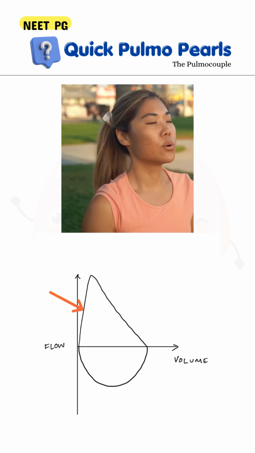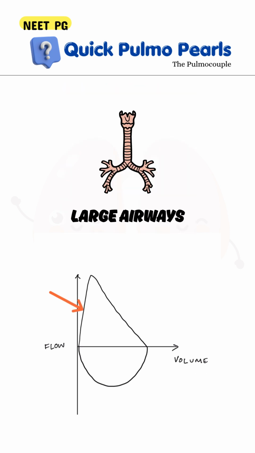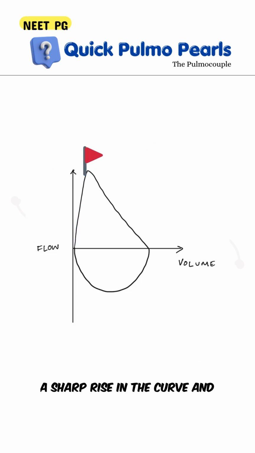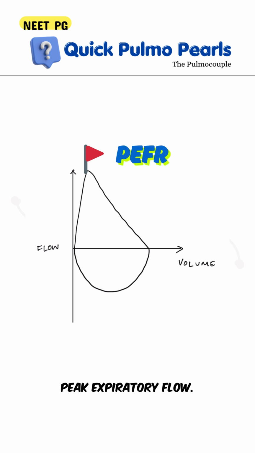As we begin to exhale, the initial flow of the air is very rapid, and that is mainly due to the larger airways, like the trachea and the major bronchi. In the flow volume loop, the rapid flow of air is represented by a sharp rise in the curve, and the highest point reached is called peak expiratory flow. That is the maximum flow a person can generate during forced expiration.